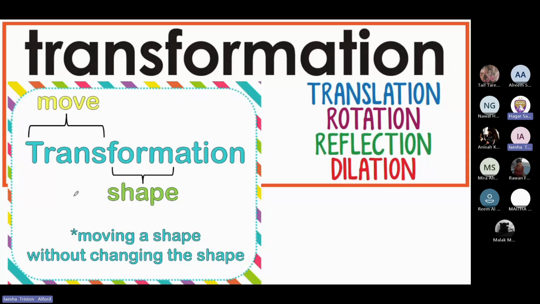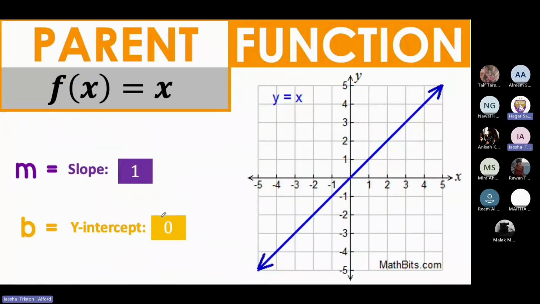We have 4 kinds of transformations. There are translations, rotations, reflection, and dilation. Remember, transformation means to move a shape. So we want to move it without changing it. So in this lesson, we are talking about how to make a translation of this line.